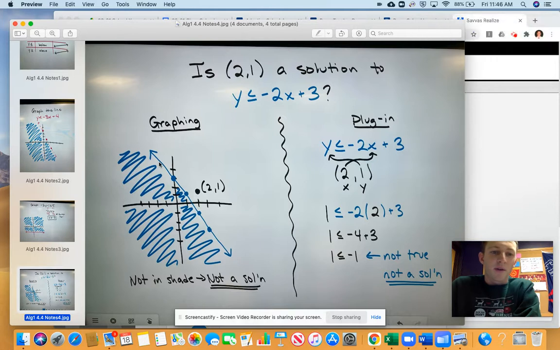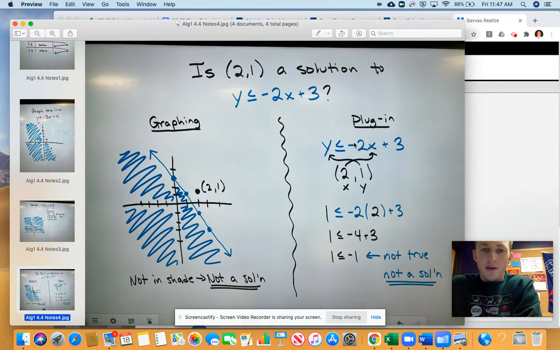Over here on the left, we're going to graph it. So our y-intercept is 3, our slope is down 2 over 1. It's a solid line because it can be equal to, and we're shading below because it's less than. Now we're just going to plot the point (2, 1), so that's right 2, up 1. This black point is not inside the shaded region, so it is not a solution.